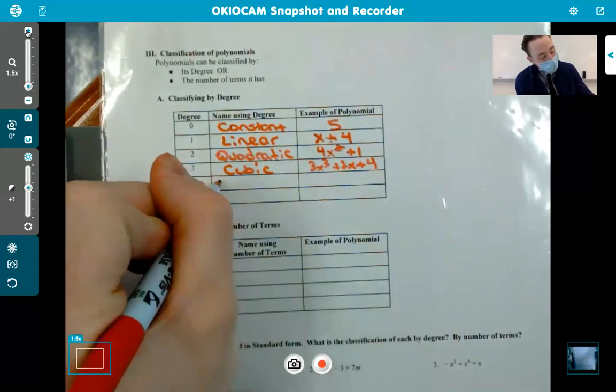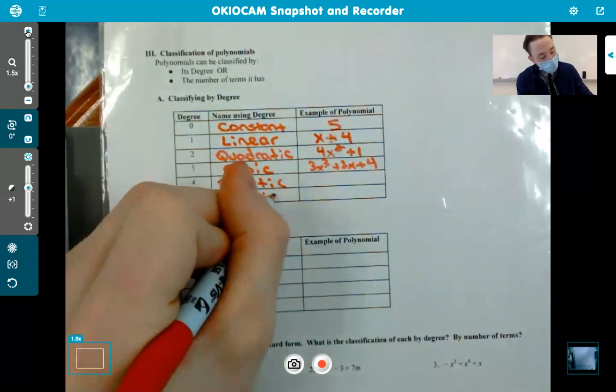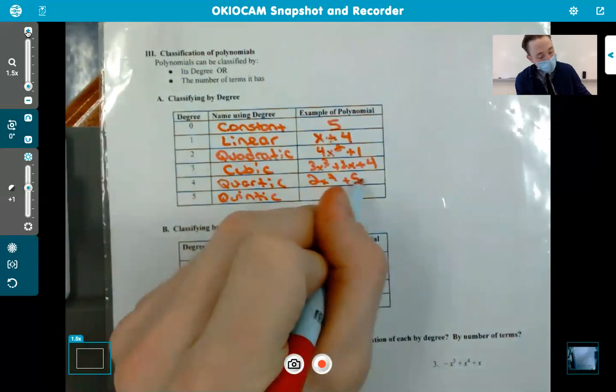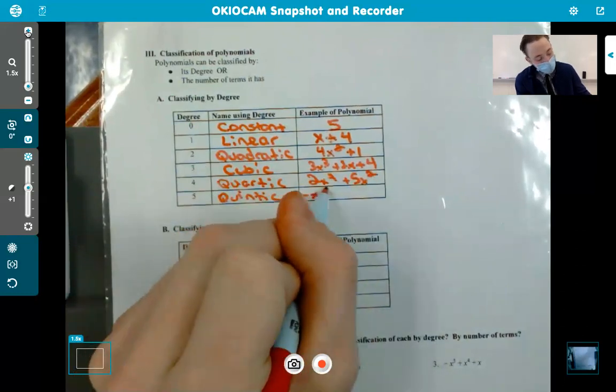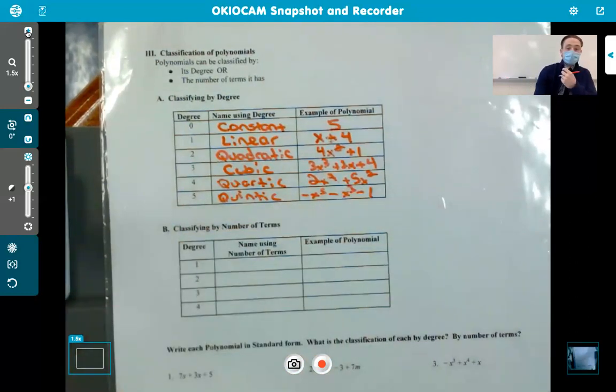And the last ones that are kind of tougher, quartic and quintic. So quartic, like 2x to the fourth, the highest power is 4. And then quintic, like negative x to the fifth minus x cubed minus 1. The highest power there is 5. So when we go to categorize, what we're going to be able to do is say, okay, well, this is a linear, and then we're going to use a word to describe the number of terms. Or maybe it's a cubic this, or a quintic this. Depends on what the highest term is of your polynomial.